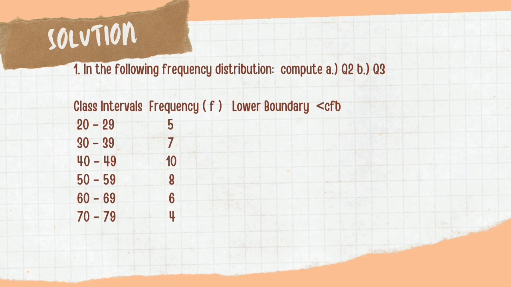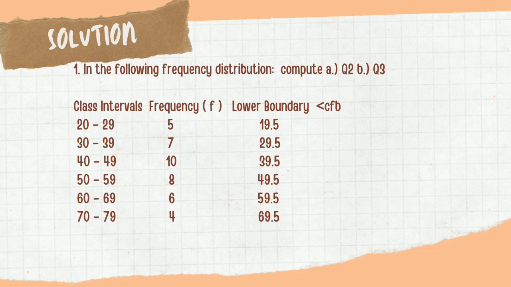To get the lower boundary, we will have to subtract 0.5 from the lower class limit. So 20 minus 0.5 is 19.5. 30 minus 0.5 is 29.5. 40 minus 0.5 is 39.5. 50 minus 0.5 is 49.5. 60 minus 0.5 is 59.5. And 70 minus 0.5 is 69.5.